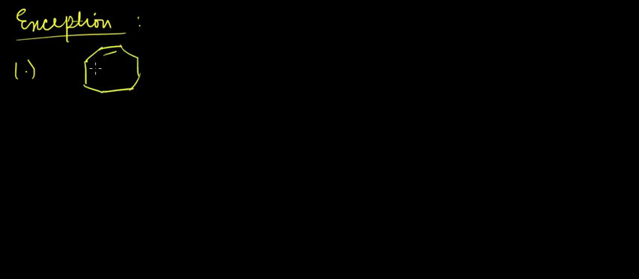Hi guys, so in this lecture we'll be talking about some exceptions and the less stability of anti-aromatic compounds. Okay, so let us get started. So we have this exception that when you see this compound, you will think that it has 8 pi electrons, it is planar, it is cyclic, it is having delocalized pi bond electrons across the compound, so it must be anti-aromatic.